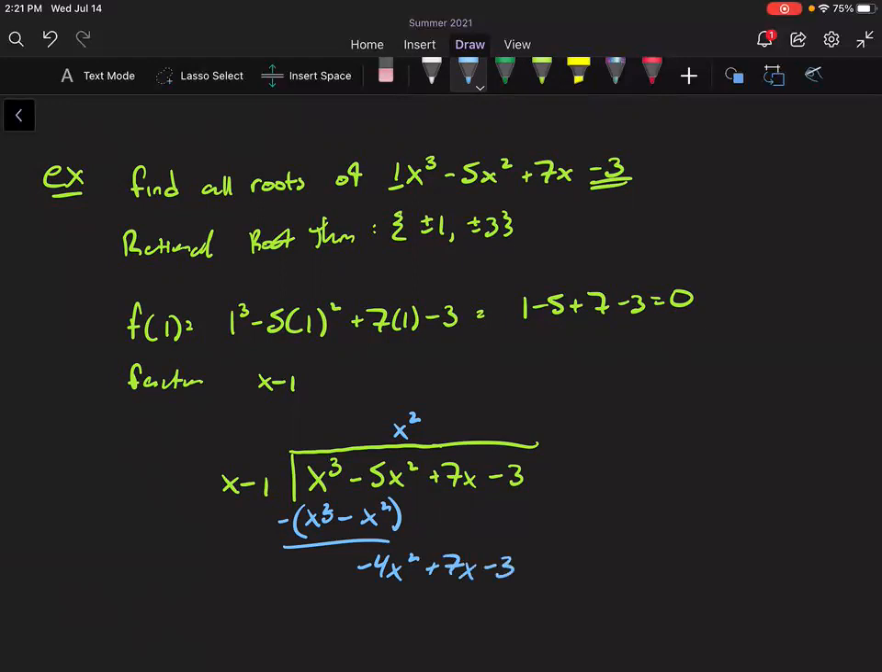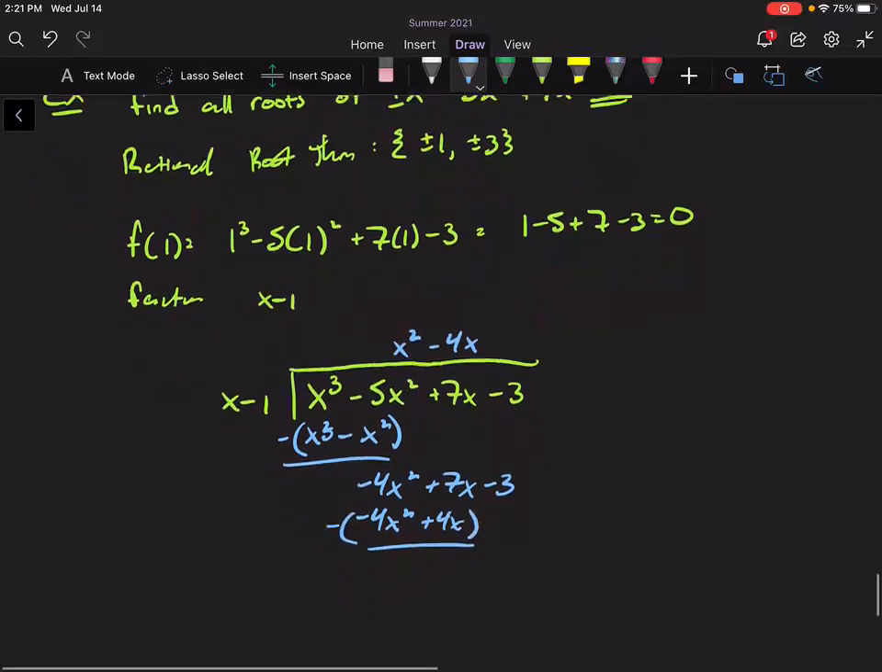Then we match the x to the minus 4x squared. So we get a minus 4x squared plus 4x. Subtract this whole thing. We get left with a 3x minus 3. And then finally we get a plus 3 to match the 3x minus 3 and a remainder of 0.